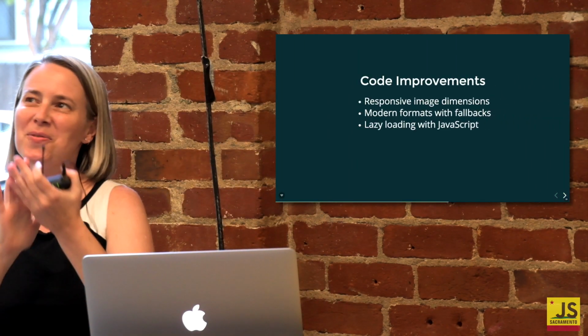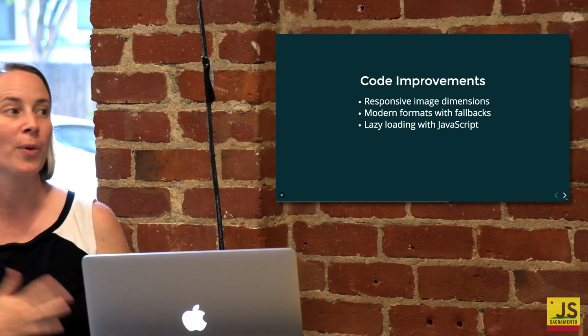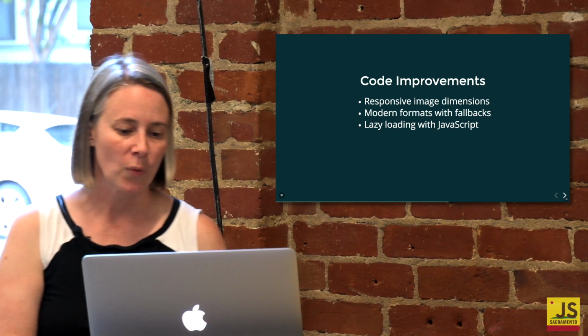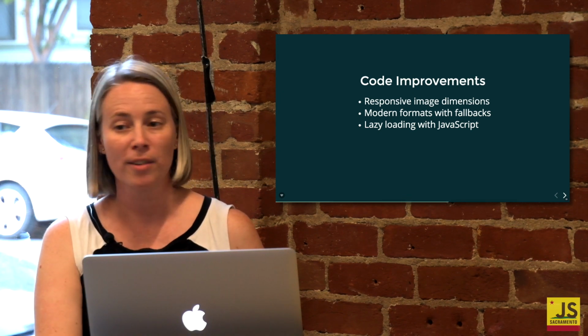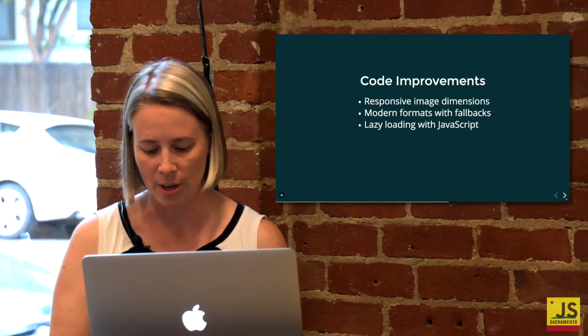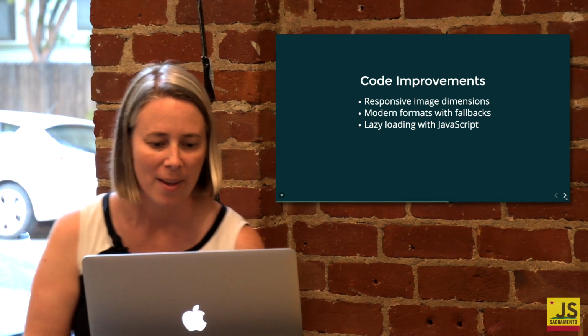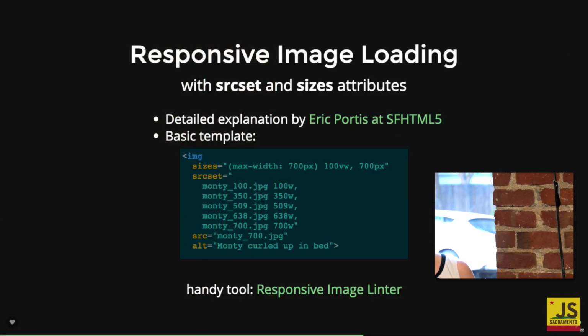So if we've done all the things that we can to improve our images, what can we do in our code to improve the way that they load? We'll talk about responsive image dimensions, using those modern formats that aren't supported everywhere with fallbacks, and lazy loading with JavaScript. So, responsive image loading. You can do this now with srcset and sizes attributes.